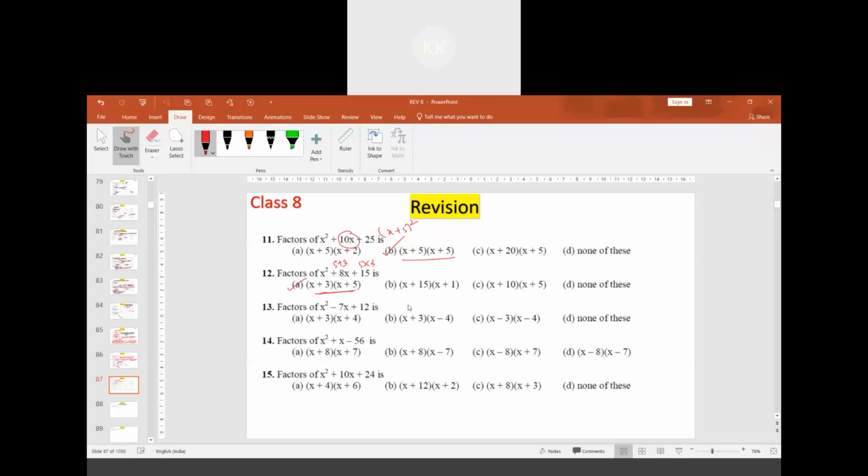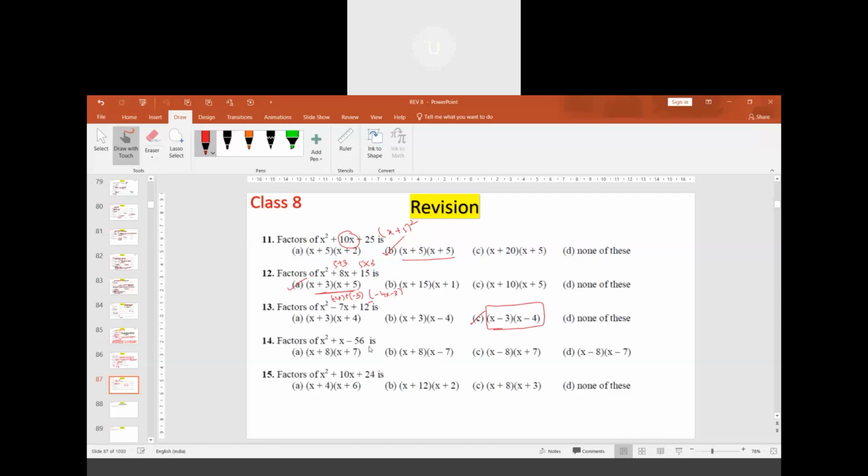In the next one, the product is 12 and the sum is minus 7. Minus 7 can be split into minus 4 and minus 3. Minus 4 plus minus 3 gives minus 7, and minus 4 into minus 3 gives 12. So option C will be the result. Option C is correct.